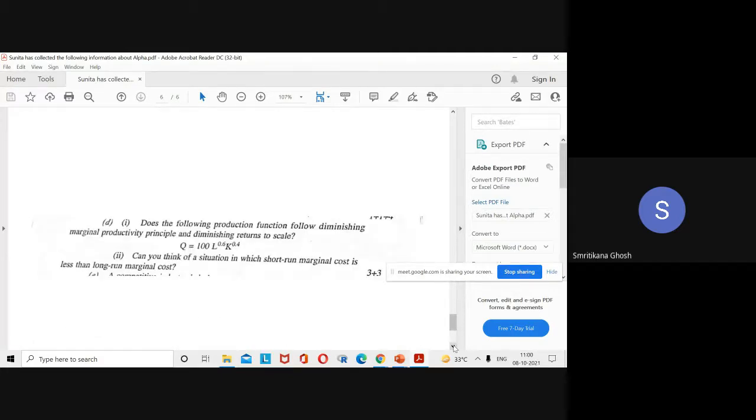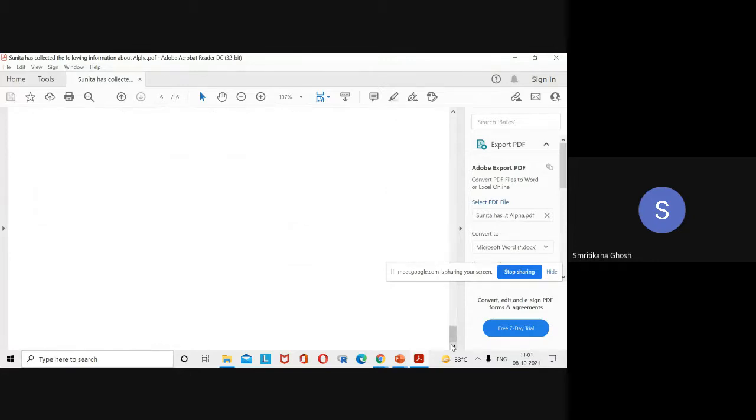Another question. Now tell me, returns to scale for this production function. CRS. Yes, 0.6 plus 0.4, so it's 1. It's CRS, a Cobb Douglas production function with CRS. Okay, this thing is done.